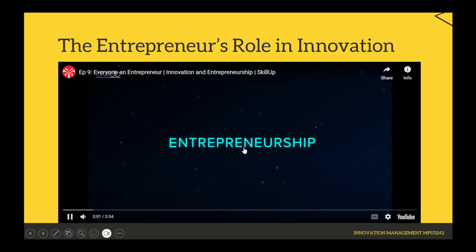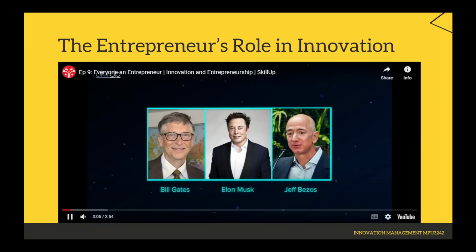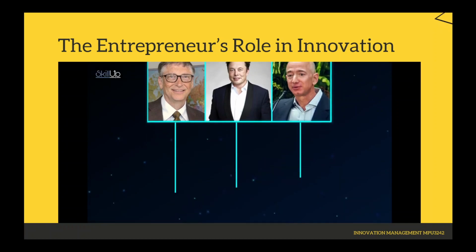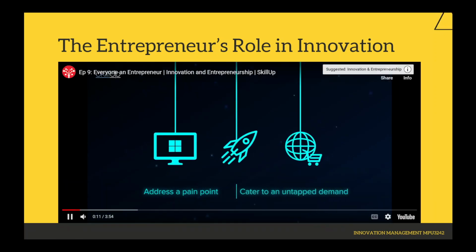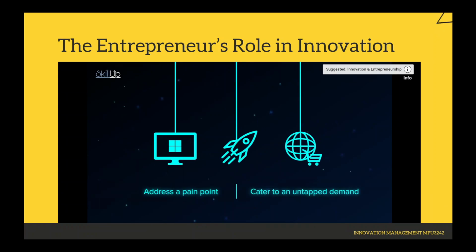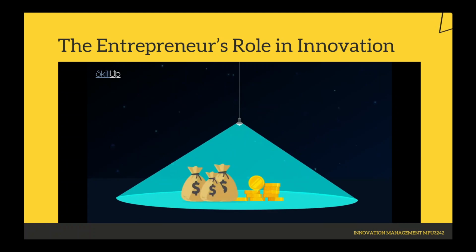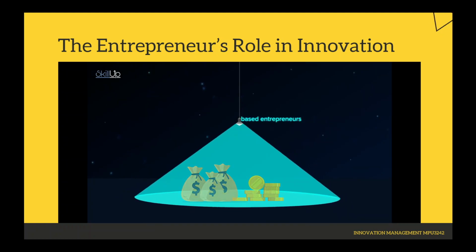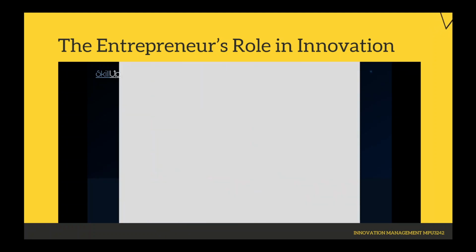When we think of entrepreneurship, names like Bill Gates, Elon Musk, and Jeff Bezos come to mind. These are people who launched products or services that address a pain point or cater to an untapped demand. They understood the gap in the market, sold products, and made immense profits. These are called opportunity-based entrepreneurs. But there exist other forms of entrepreneurship that may not get the limelight.